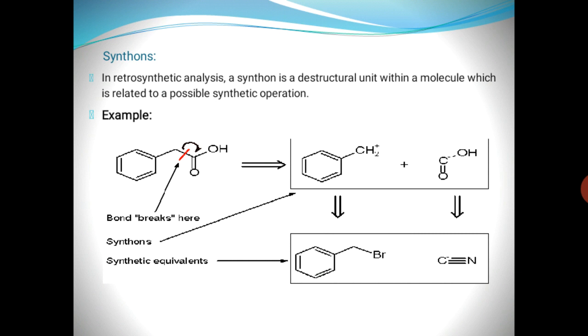Now the next point is synthons. In retrosynthetic analysis, a synthon is a structural unit within a molecule which is related to a possible synthetic operation, and the example is there. In this target molecule, bond breaking takes place and gets converted into synthons, and these synthons get converted into synthetic equivalents. Here is the same example you see above, so we will skip this example.